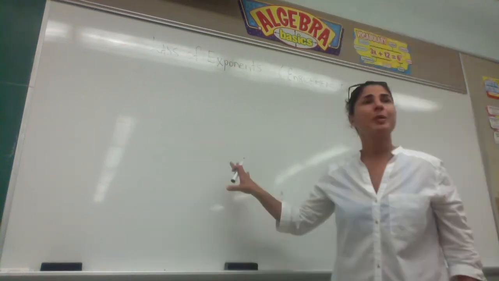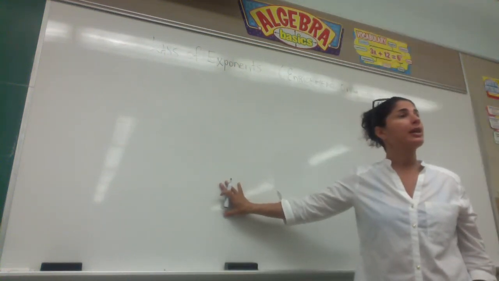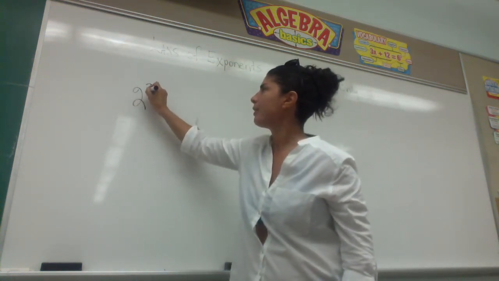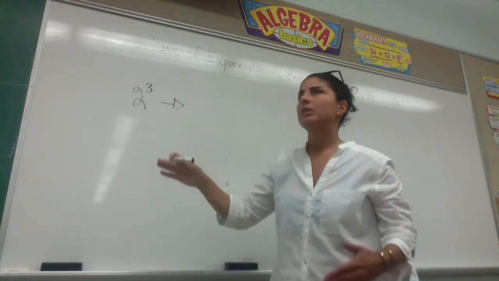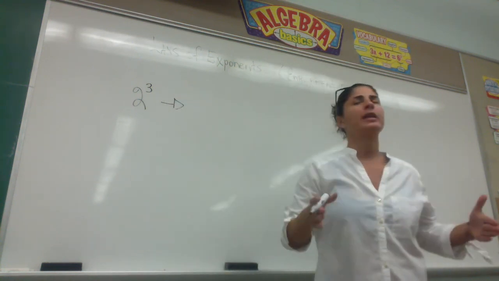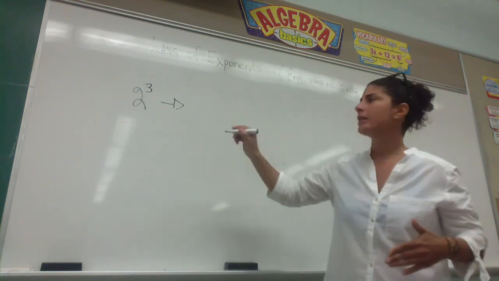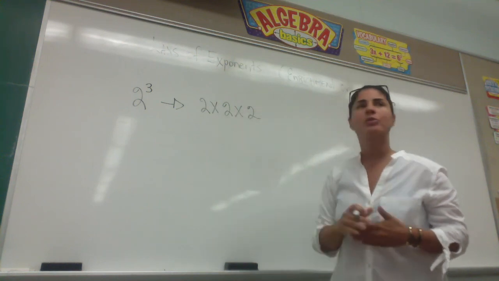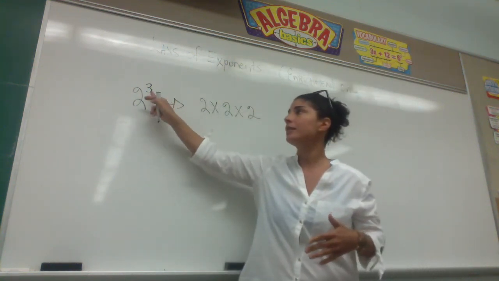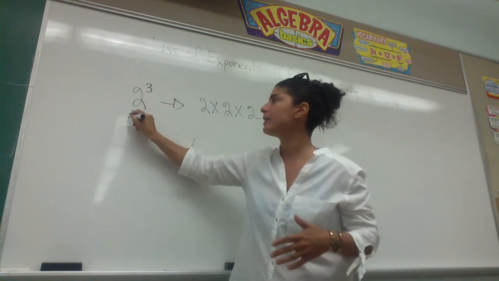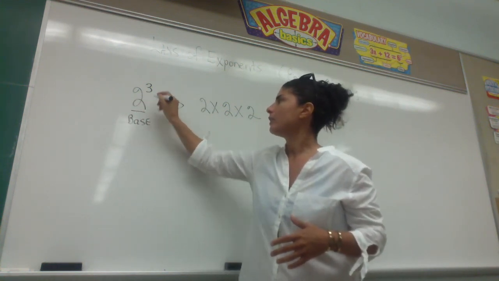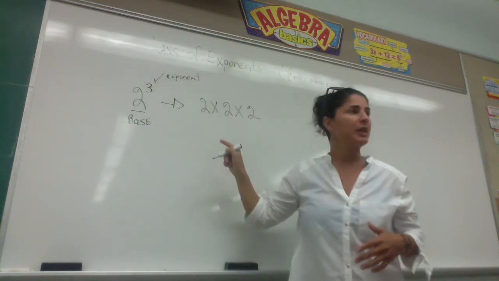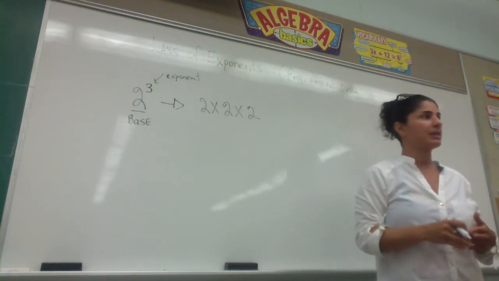All right, so let's just go back to grade 7 where you started learning exponents. If I were to tell you that I had 2 to the power of 3, what does that mean in an expanded way? Yes? 2 times 2 times 2. Great. That's what this little 3 means. So we've got the base, and we've got the exponent. And the exponent tells us how many times to multiply the base.